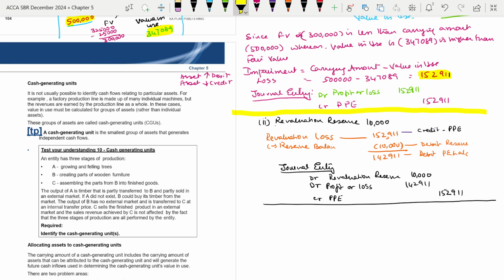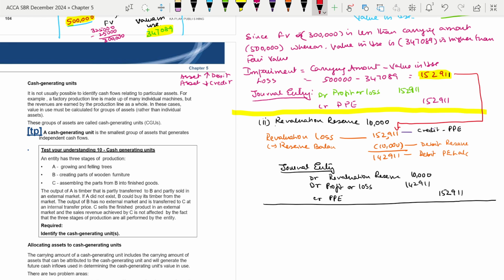Now they are saying that they have done revaluation previously. On that revaluation, they have a positive balance of 10,000. Now, what is the loss they are getting? They are getting a loss of 152,911. This is the loss they are getting.